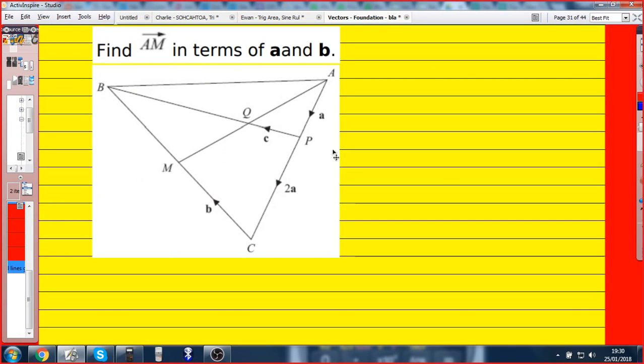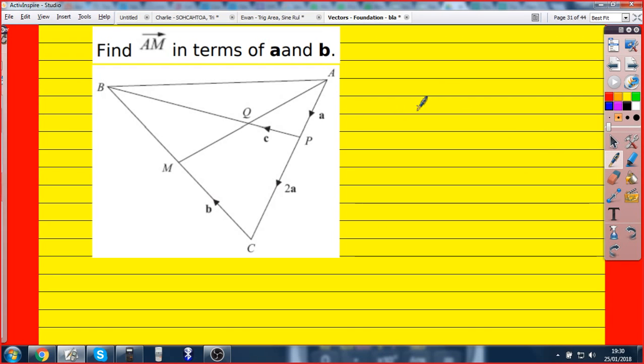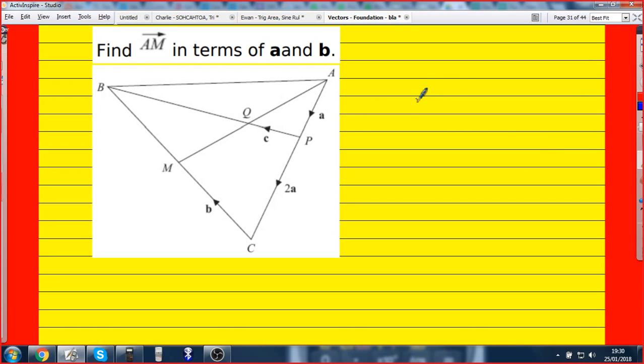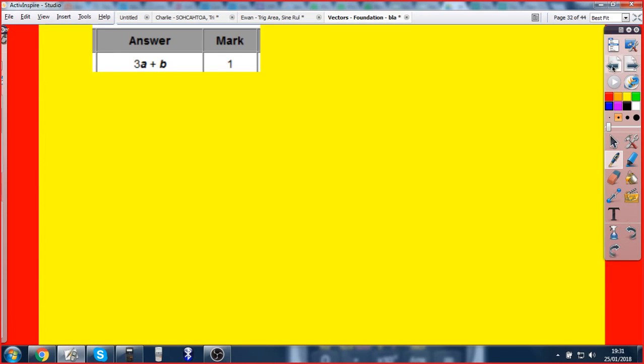Okay, how about this one? So then you go A, C, and then C, M. So AC is 3A plus B. That's it. 3A plus B. Got it.